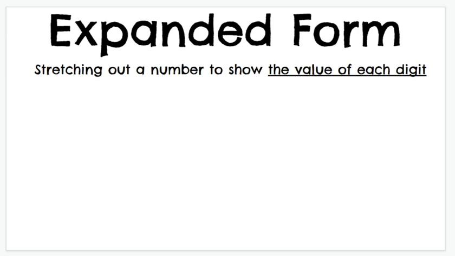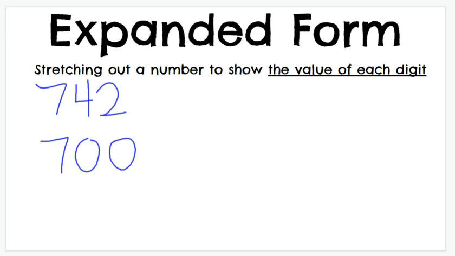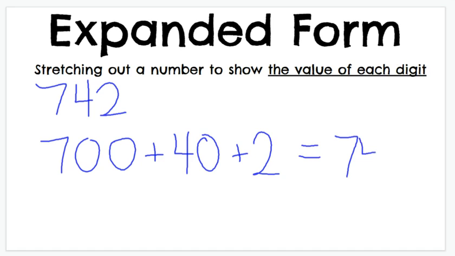So if I have the number 742 and I want to stretch out the number to show the value of each digit, I would write 700 plus 40 plus 2 to give me 742. I stretched out the number to show the value of each digit.